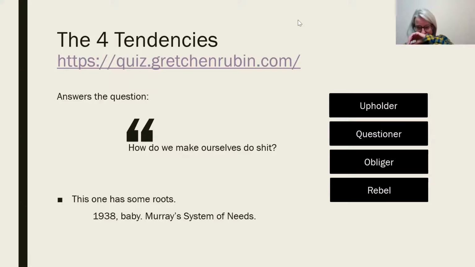Yeah. Okay. So the different types, I'm not going to tell you what they are because I don't want to bias you, but these words are going to stand as they are until after the test. Upholder, questioner, obliger, and rebel. So you will end up in one of those 4 categories. Not only will this tell you how do you make yourself do shit, it also will tell you how to make others do shit.